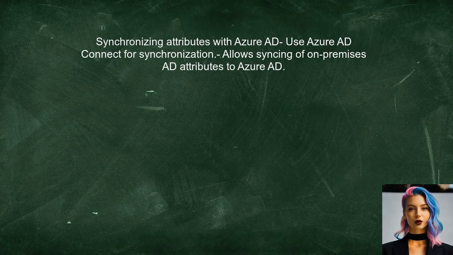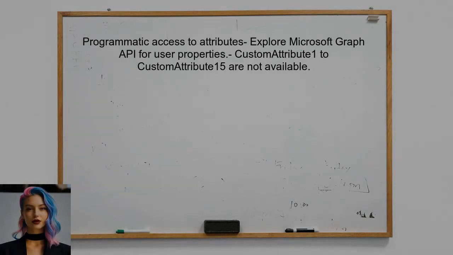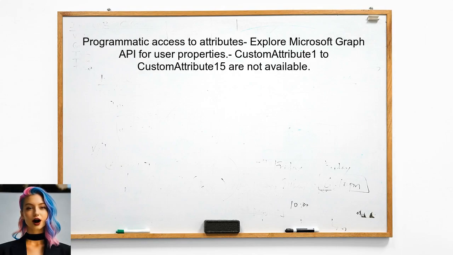If the user needs to synchronize these attributes with Azure Active Directory, they should consider using Azure AD Connect. This tool allows for synchronization of on-premises Active Directory attributes to Azure AD. Lastly, if the user is looking for a programmatic way to access these attributes, they might need to explore using the Microsoft Graph API for other user properties, as CustomAttribute1 through CustomAttribute15 are not available.